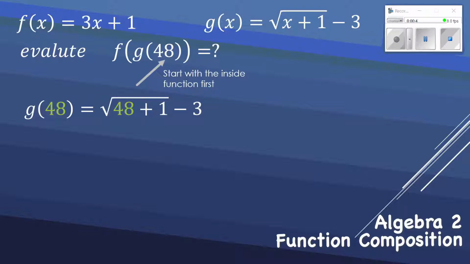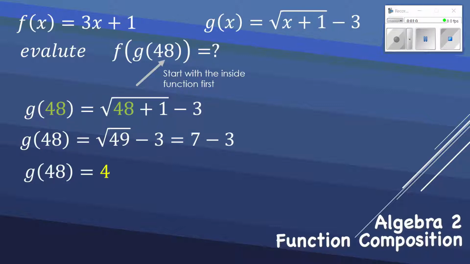So we're going to do the square root of 48 plus 1, and then we're going to subtract 3 at the end. Notice we get square root of 49, and then we'll take 3 away at the end. So 7 minus 3 is, of course, 4. And the way we say this is g of 48 equals 4.